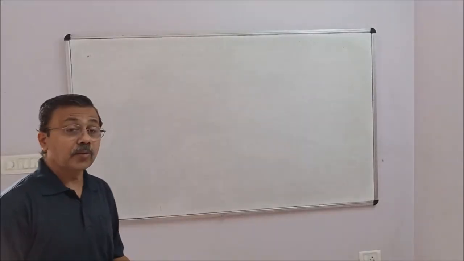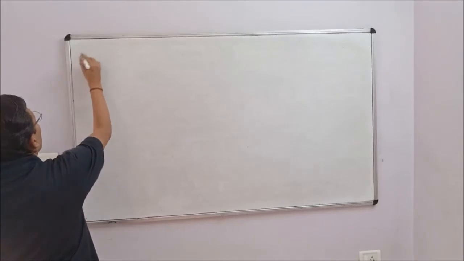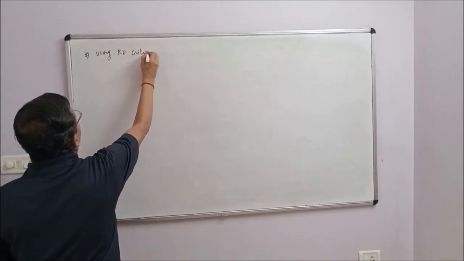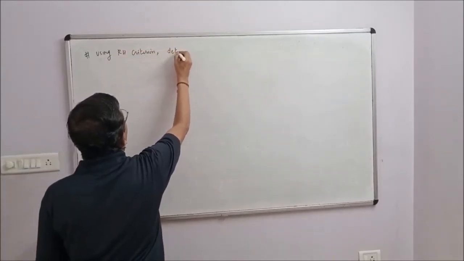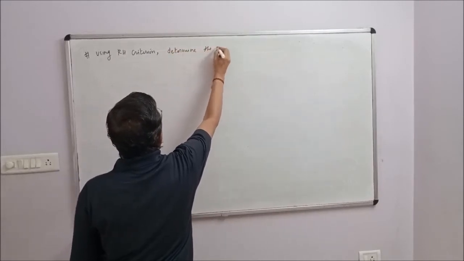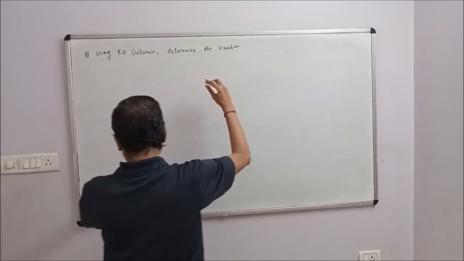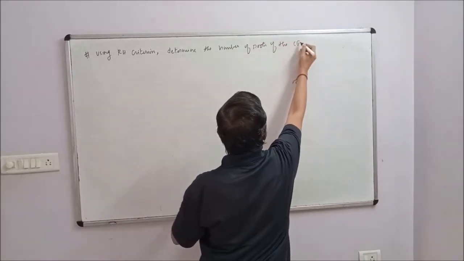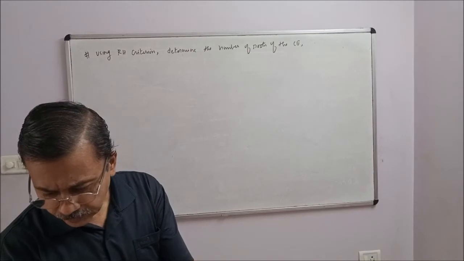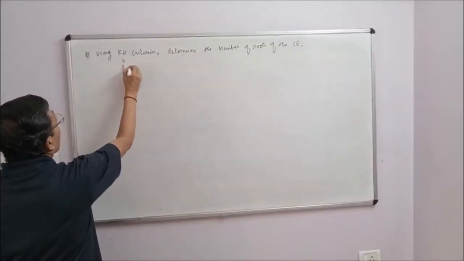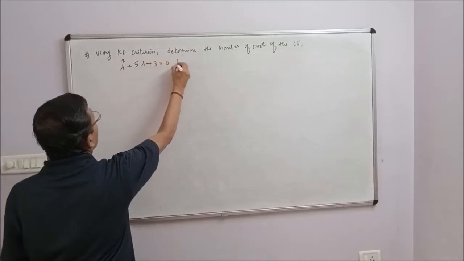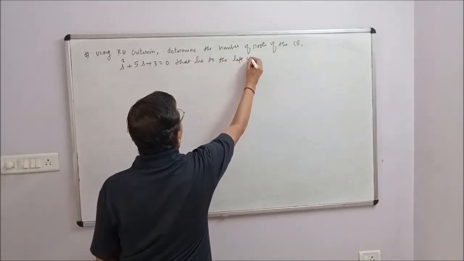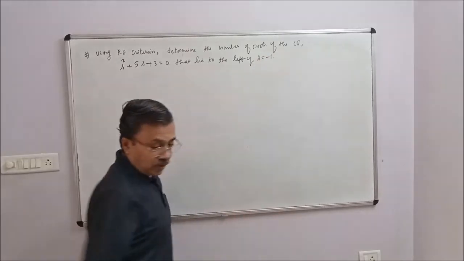Today's class will be doing additional problems on Routh-Hurwitz criterion. First problem, using RH criterion determine the number of roots of the characteristic equation s square plus 5s plus 3 equal to 0 that lie to the left of s is equal to minus 1.